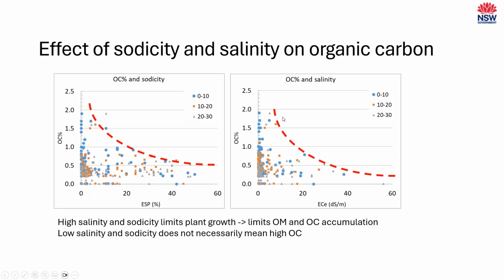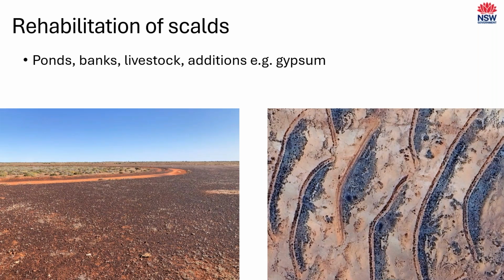And similar for salinity. It's not a set rule. It doesn't mean that just because you have low salinity or low sodicity that you do have high carbon levels, but that was the general pattern. So the less constraint to plant growth, the higher the level that you could be looking at. Sometimes these areas can be really degraded. Here on the left, we've got this soil that's just lost its surface.